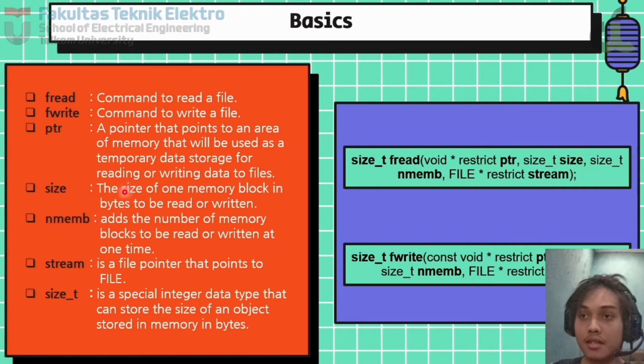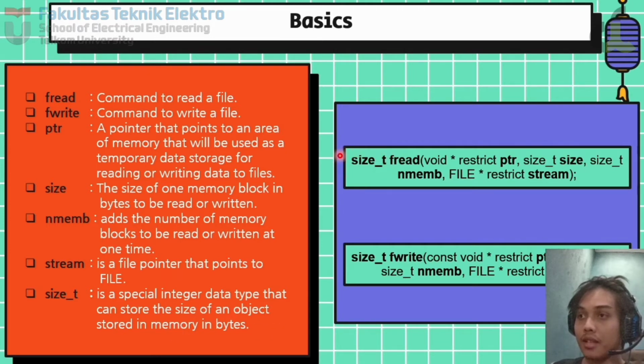Now size is the memory block in bytes to be read or written. Next is nmemb, which is the number of memory blocks to be read or written at one time. Next is the file stream, which is a file pointer that points to the file. Now size_t is a special integer data type that can store the size of an object stored in memory in bytes.